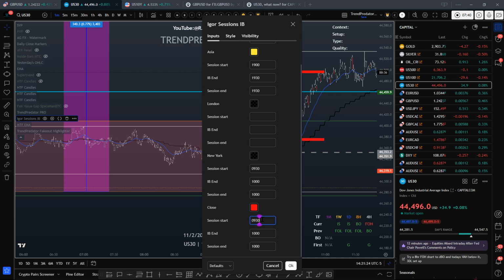Now, I don't know why capital is all out of sync in terms of timings.